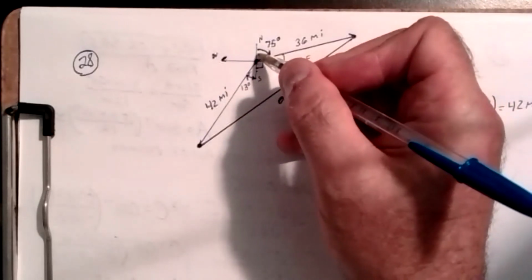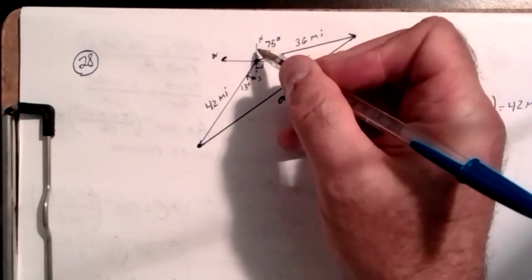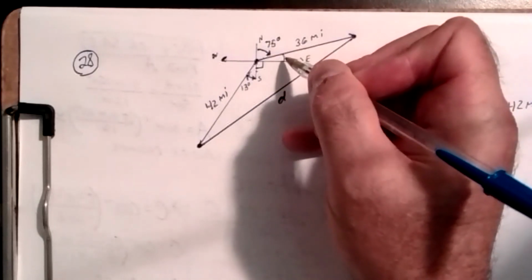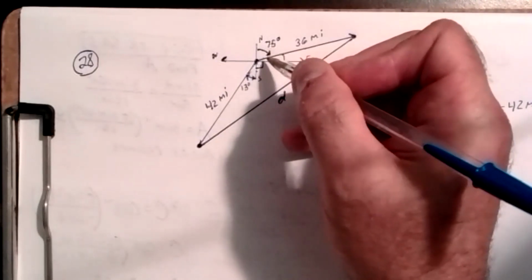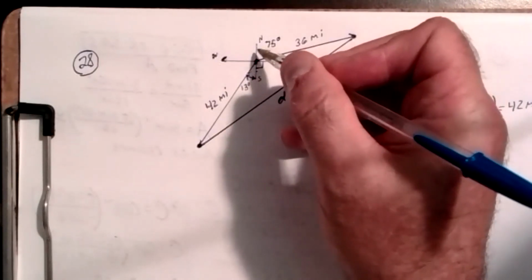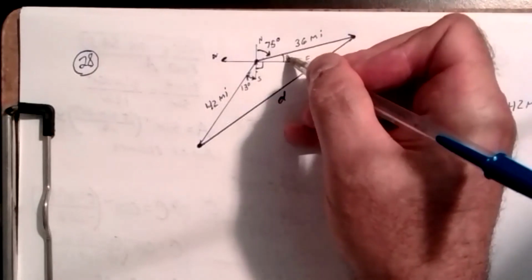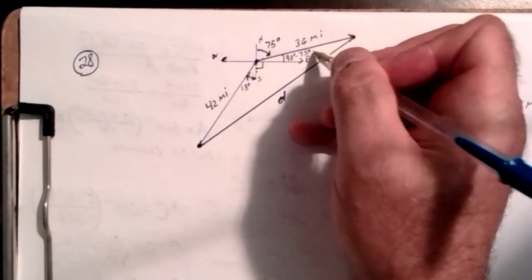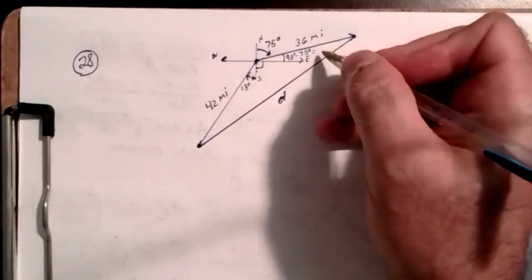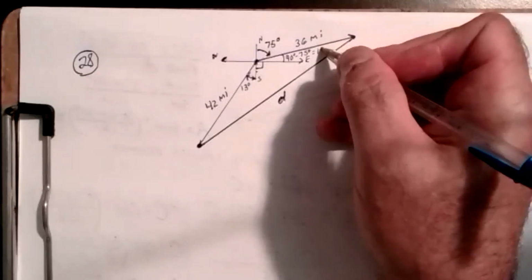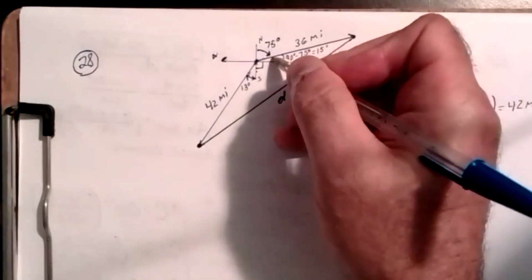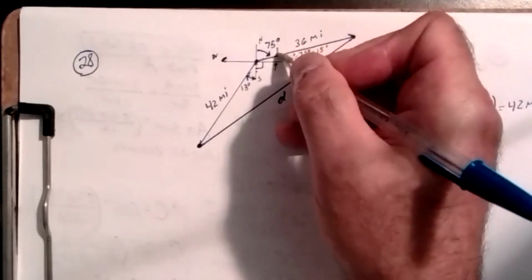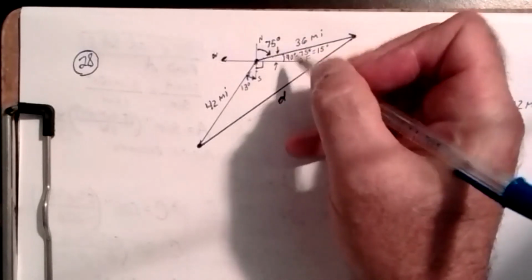Well, we know from north to east is 90 degrees. We know this is 75 degrees. Then this little angle here would have to be what? 90 degrees minus 75 degrees. This angle here would be 90 minus 75 degrees, which would give you how many degrees? 15 degrees. So this is 15 degrees here.